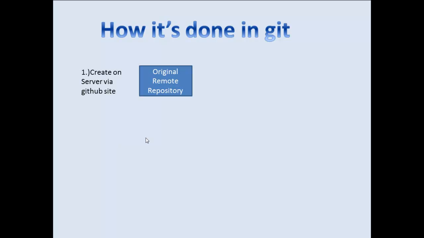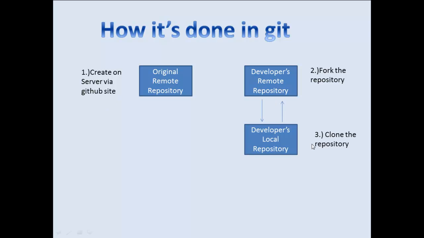So how do we construct this in Git? At the very first, you need to create your original remote repository. This doesn't need to happen in this order, but I believe this is the most logical, easy way to understand it. You originally create this remote repository on the server using the GitHub site. And then you fork this repository as a developer. You create a fork, which is basically a copy of that repository. And then you need to clone your repository to your local computer.